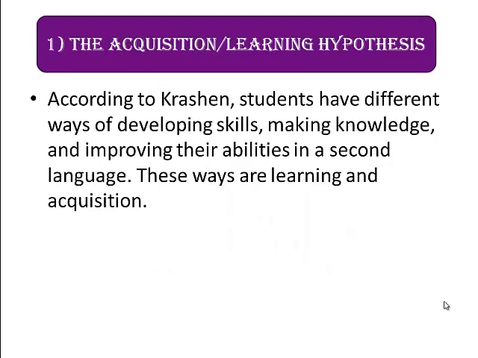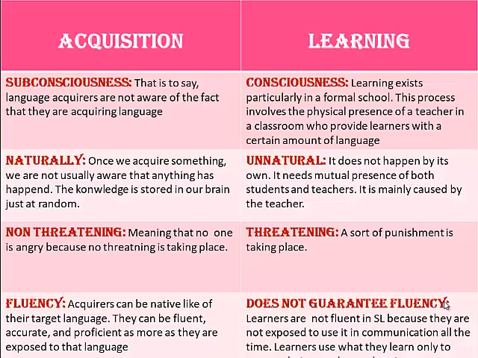The first hypothesis is the acquisition and learning hypothesis. According to Krashen, students have different ways of developing skills, making knowledge, and improving their abilities in a second language. These ways are learning and acquisition. So, let's go deeper and see what's the difference between them in the following chart. Here we go. Acquisition and learning.